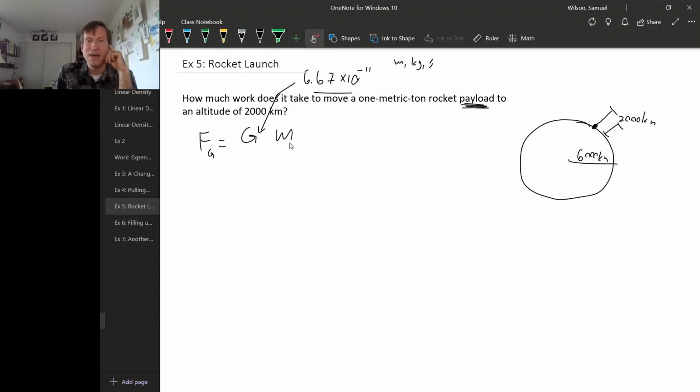times the mass of one of the objects. So in this case, one of the objects is going to be the Earth itself, so let's use m sub e, e for Earth, times the mass of the other object, which is going to be the mass of our payload, so I'll write m sub p, divided by the square of the distance between them. So this r here is the distance from our payload to the center of the Earth.